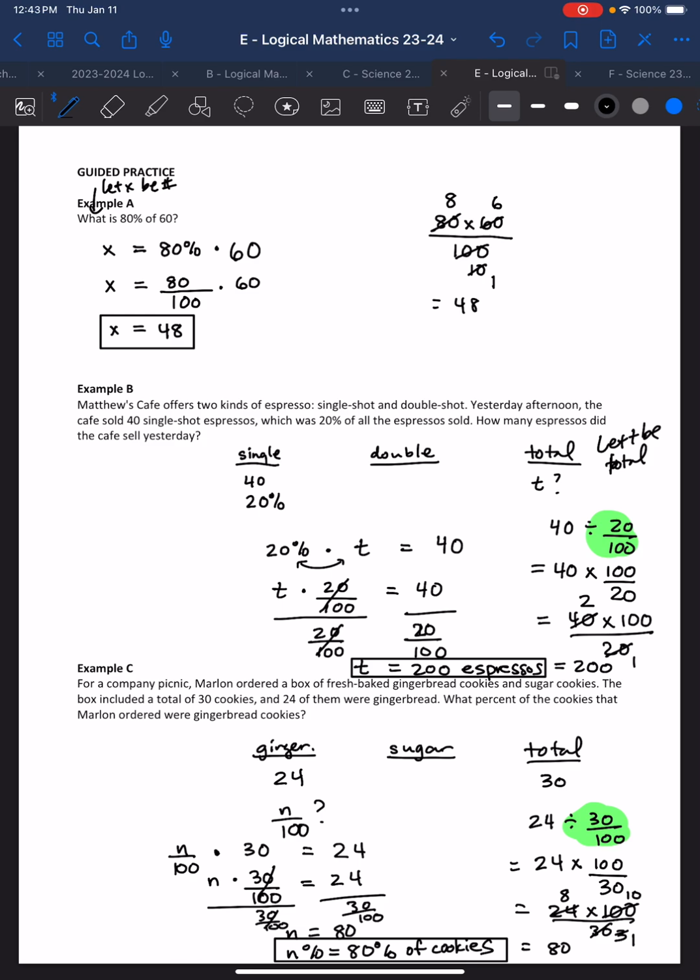So that's how you solve these percent word problems. You're always going to set up that equation. Some percent times a number equals the part. So some percent times the total equals some part. So always set this up, pull the information out, and then set up your equations accordingly.